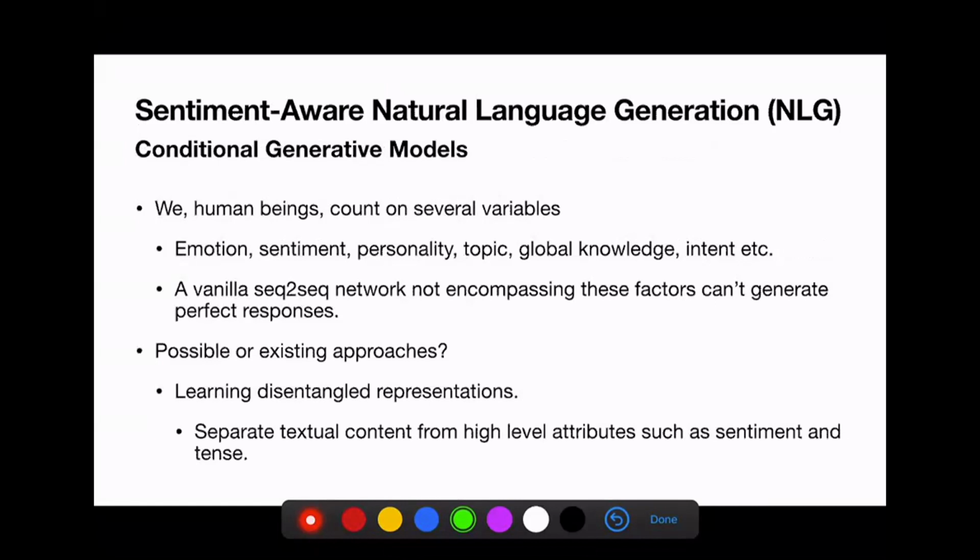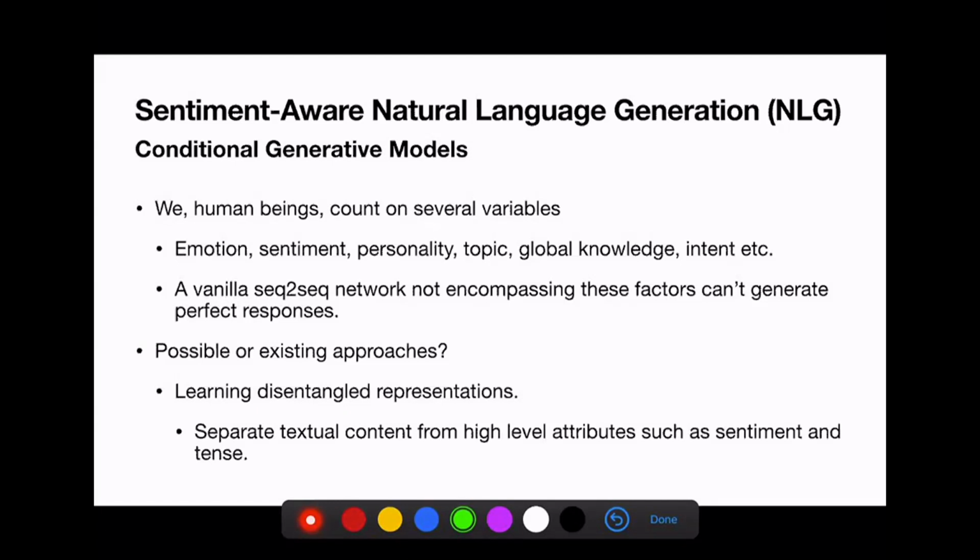So conditional generative models. What it says is that we human beings count on several variables: emotion, sentiment, personality, topic, global knowledge, intent, a lot of things, right? So if I just give you a bunch of parallel corpus, source to target, and I ask you to train a sequence to sequence network, do you think that sequence to sequence network is enough to create exactly perfect responses? Impossible, right? If you do not leverage emotion, sentiment, personality, topic, global knowledge, intent, if you do not count on these variables, it's impossible to generate perfect responses using the sequence to sequence network.